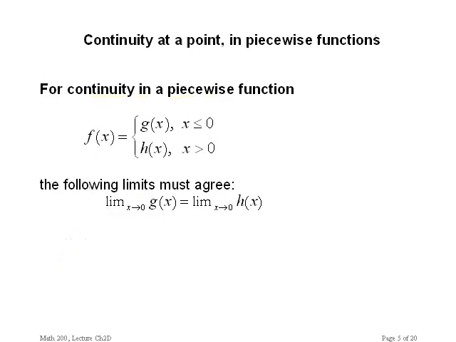I want to make a remark now about piecewise functions. For these piecewise functions, if you're checking for continuity, always look at the point that is a boundary between the two domains, the two subdomains of the pieces. In this case, x equals 0 is the point in question. The limit has to be the same. The limit of g, the first function, as x approaches 0 has to equal the limit of the second function h as x approaches 0.